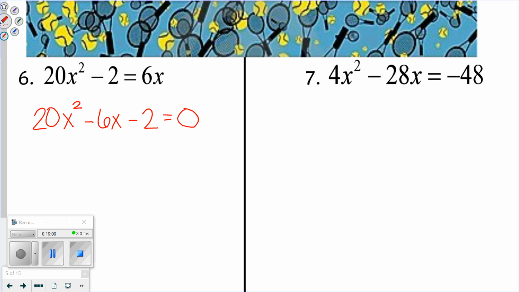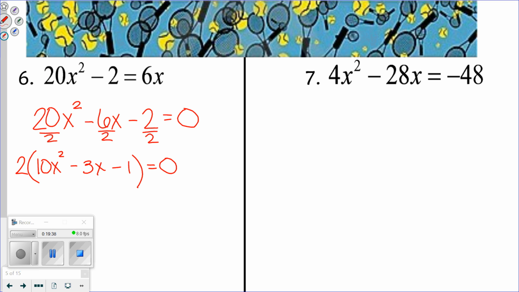All right, first rule of factoring, GCF, which is 2. Good. We can take 2 out of here. So if we take out a 2, we're left with 10x squared minus 3x minus 1. Don't forget the 1. I have a few people still going, oh, 2 divided by 2, and they just don't even write it down. That's 1.